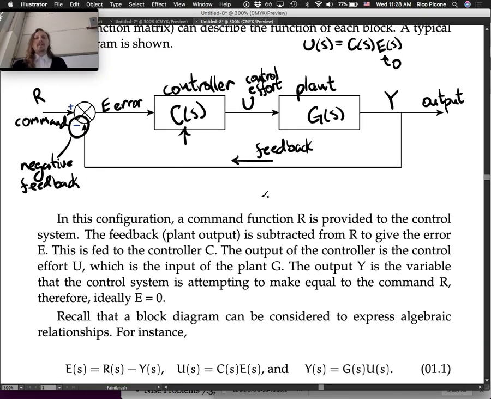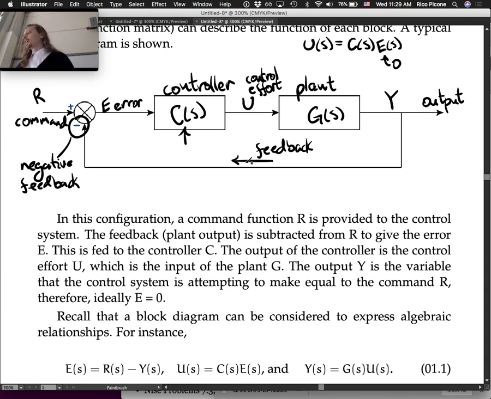Okay. So the three algebraic relationships that we need to consider here are shown in 1.1. The first is that E is equal to R minus Y, through the summing junction here. Does everybody see that? The next one is that U is equal to C times E. So in the Laplace domain, anything coming into a block, you multiply by the transfer function of the block, so C times E. And similarly with the plant, Y is equal to G times U. So those are the three algebraic relationships.